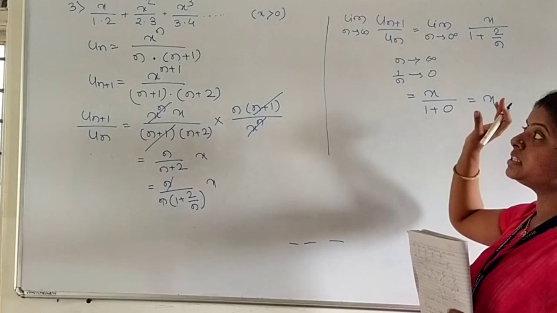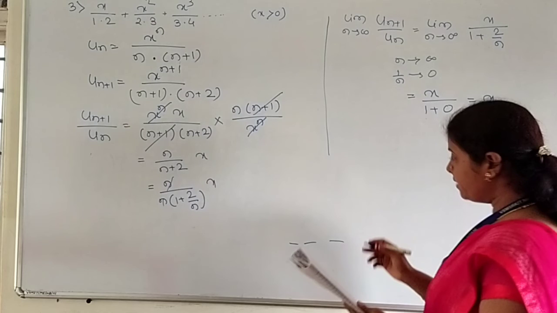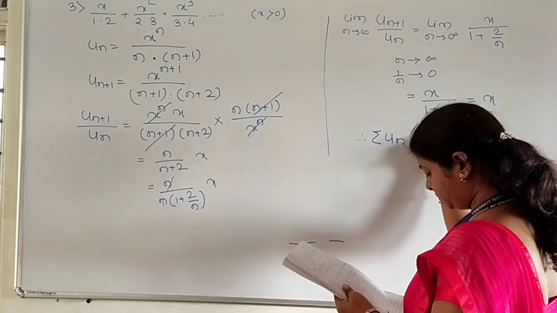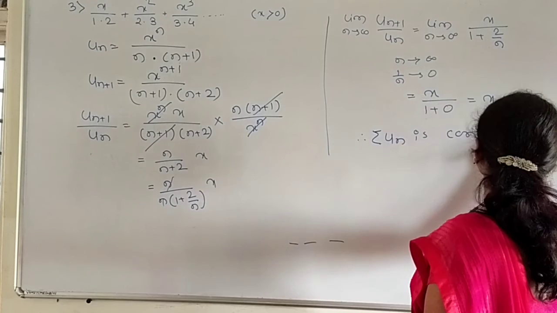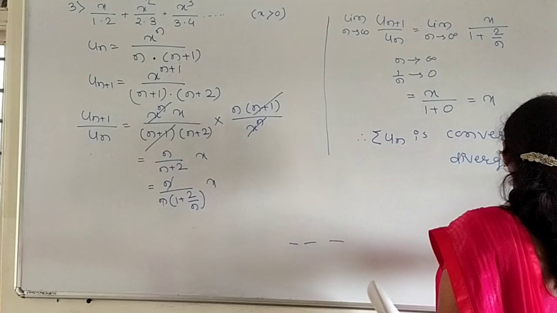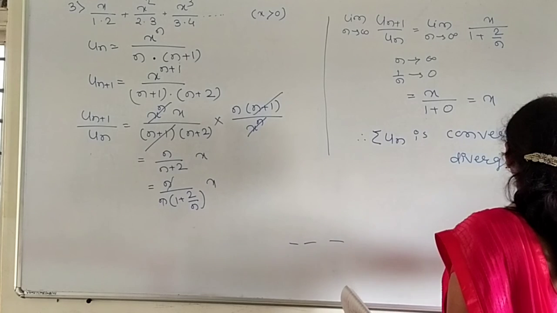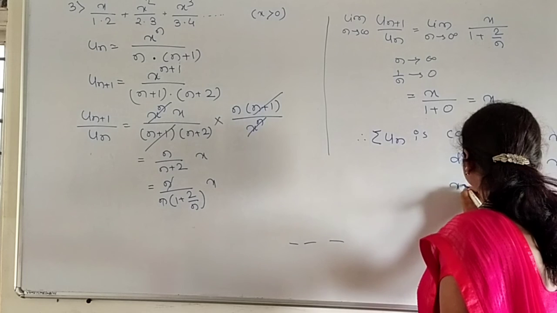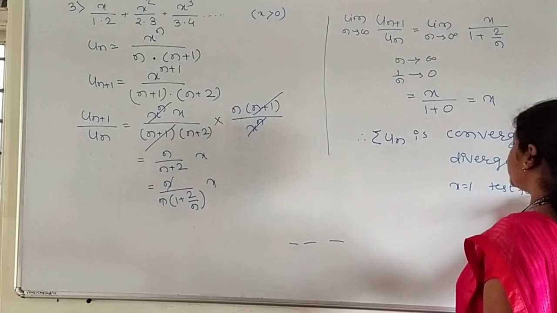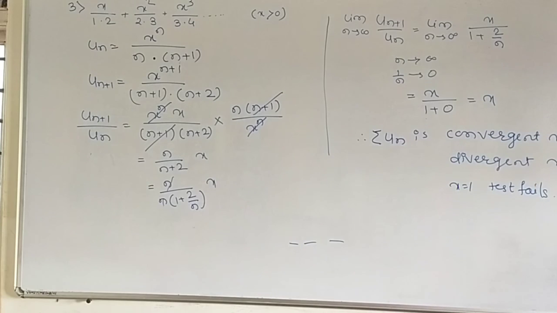This x depends upon whether the series is convergent or divergent. Therefore, the summation of u(n) is convergent if x is less than 1, divergent if x is greater than 1. If x is equal to 1, the test fails. Like this you have to mention compulsorily and simplify. This is D'Alembert's ratio test.